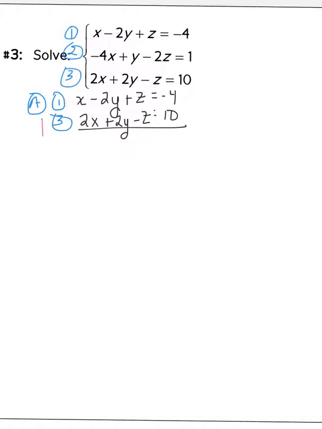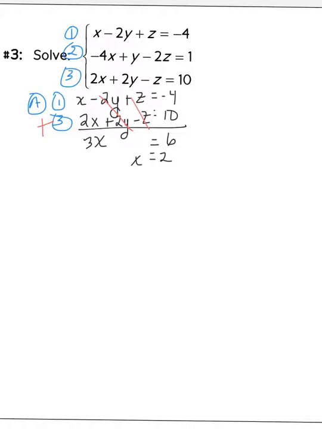So when I add these two together, not only do the y's cancel, but the z's cancel, and that leaves me with x plus 2x, which is 3x, equals negative 4 and 10, which is 6. If I divide both sides by 3, I get x is equal to 2. So technically this is equation 4, but I now know my x.